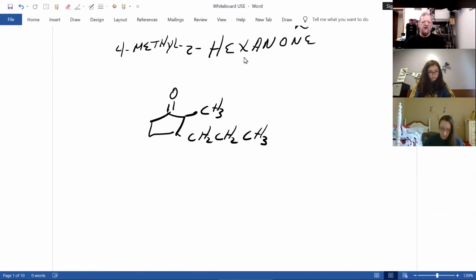Why don't you try this one? What would be the IUPAC name for the following molecule?